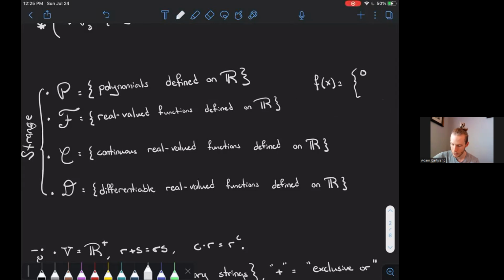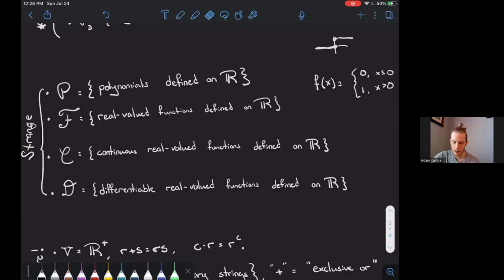f of x is 0 if x is less than or equal to 0, and 1 if x is greater than 0. It's this one. It's the one that has the whole negative real axis and the origin, and then it jumps up to 1 with an open circle. It's like a step function or something like that. That's a real valued function, and it's a member of this fancy F vector space.